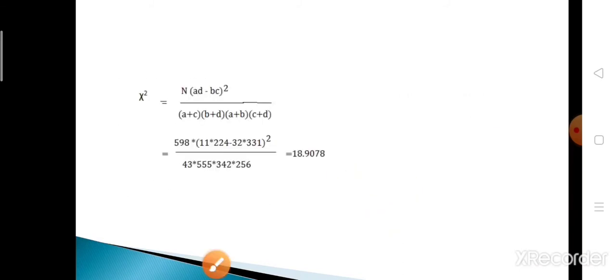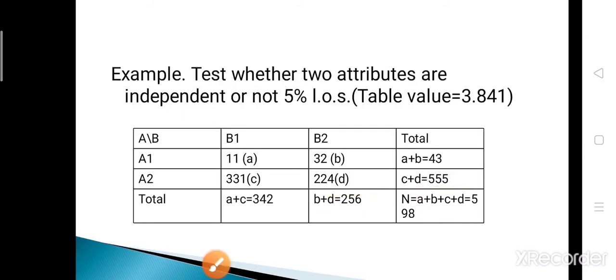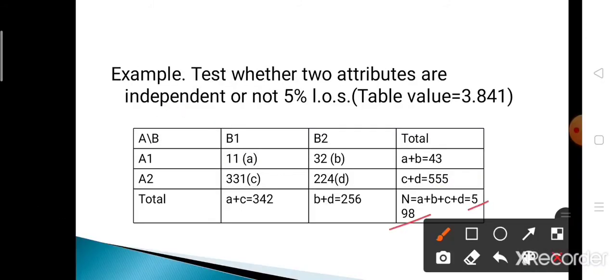The test statistic formula is chi-square equal to N into bracket (A into D minus B into C) square divided by (A plus B)(A plus C)(B plus D)(C plus D). Okay, now just plug all the values into the formula. What is the capital N value? Capital N value is 598, A plus B is 43, C plus D is 555, A plus C is 342, B plus D is 256, A is 11, D is 224, C is 331, and B is 32.